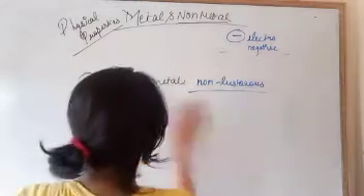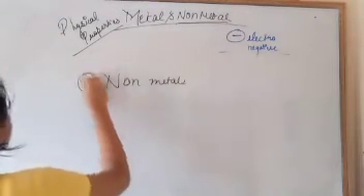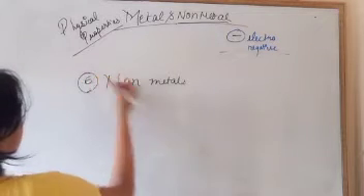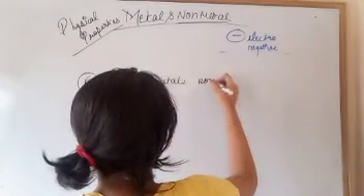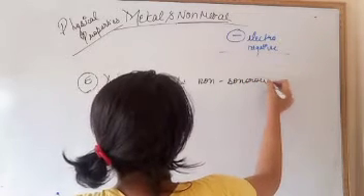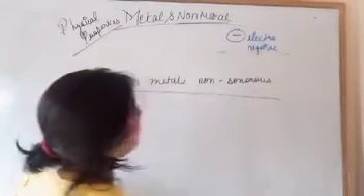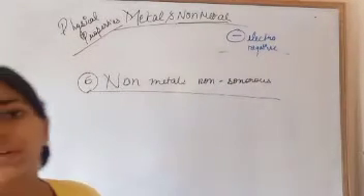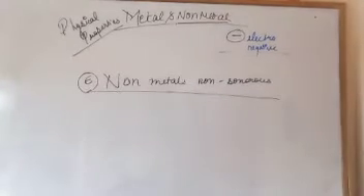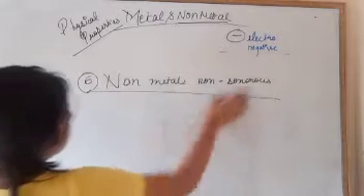And the next property: non-metals are non-sonorous. Means they do not produce sound when struck. They do not produce sound when they are struck with an object.